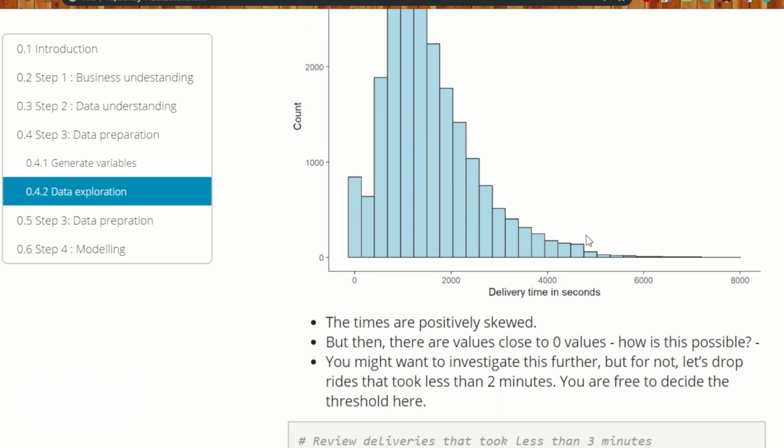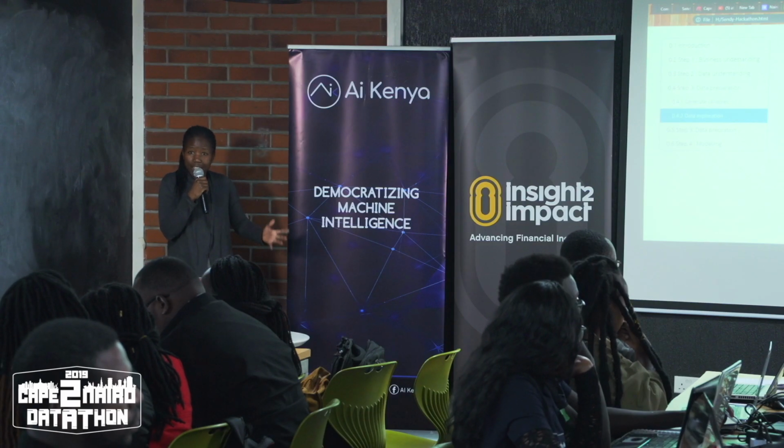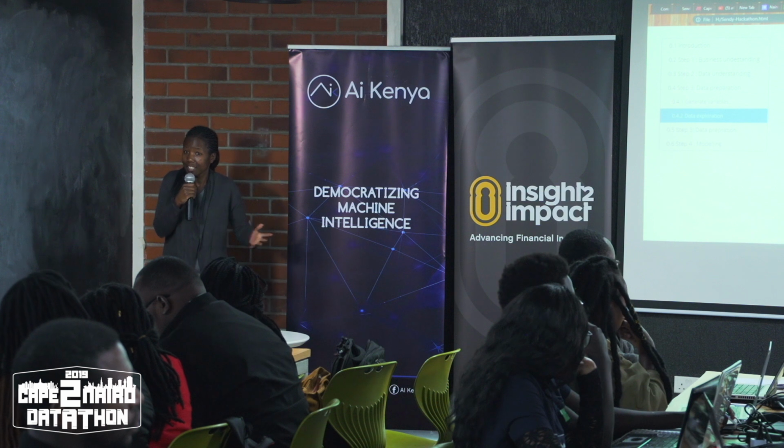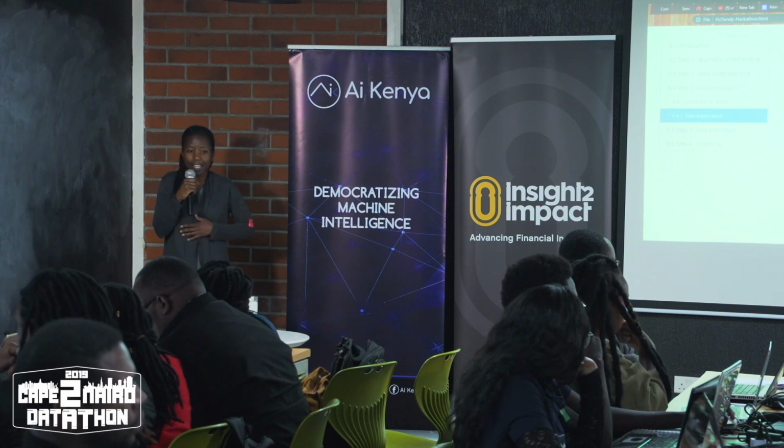With this, you can talk to the data engineers or the people who collect the data. Why do you think we have 1 second? Is this a measurement error? What happened in this case? Once you find the reason why you have a 1 second delivery time, you can think of how to correct it. But in this case, we don't really know why we have 1 second delivery times.